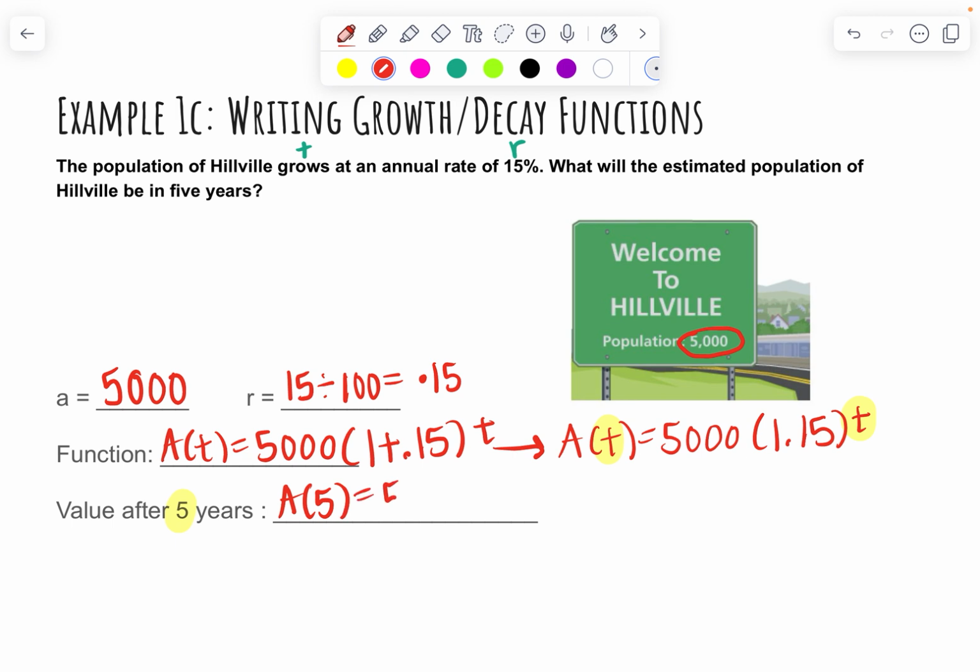So A of 5 is 5,000 times 1.15 to the power of 5. This is people, so we're going to round to the nearest whole number. So this is going to be about 10,057 people.